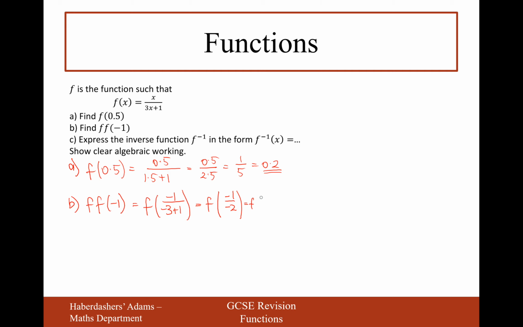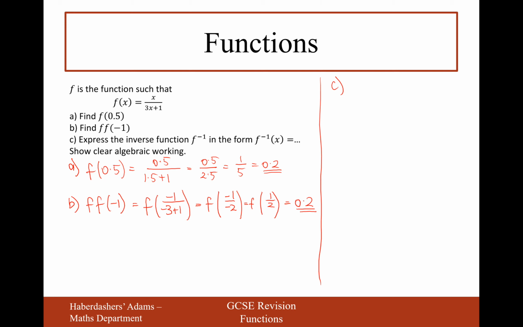The next thing we need to do is change that to a half, because a minus divided by a minus is a positive. And then we'll recognise that f of a half is the same as f of 0.5, so I can use the answer to part A for the next part here. When you put the half back into the f function the second time, you get an output of 0.2.